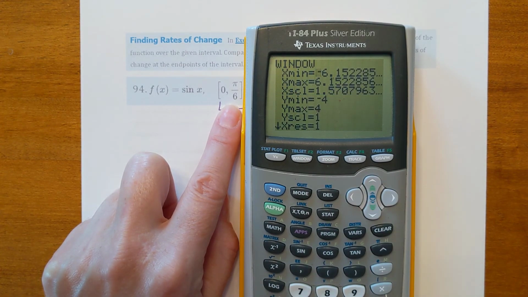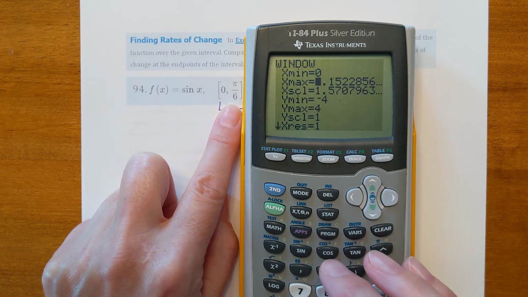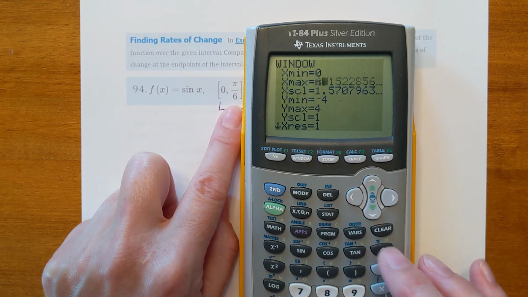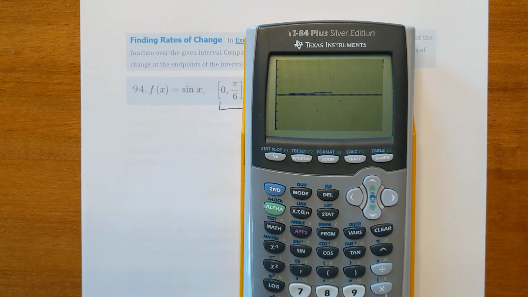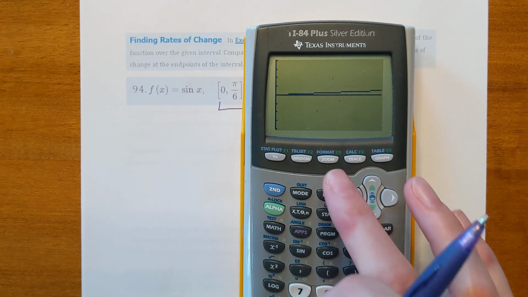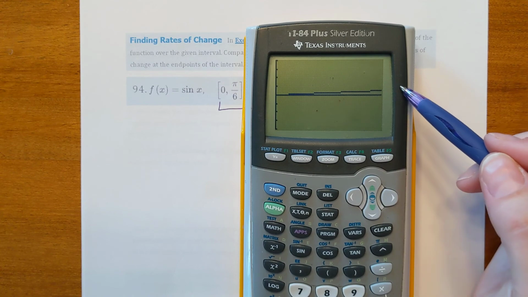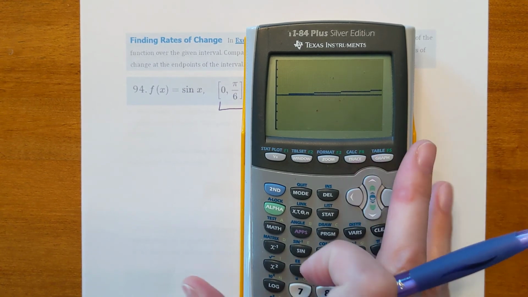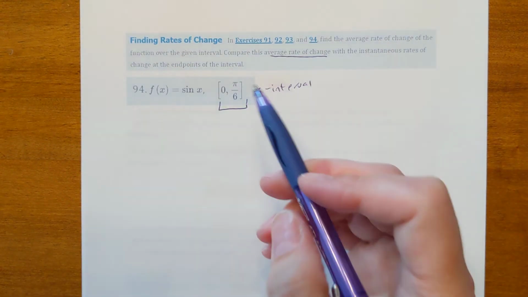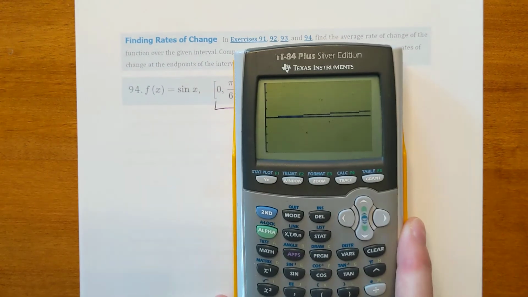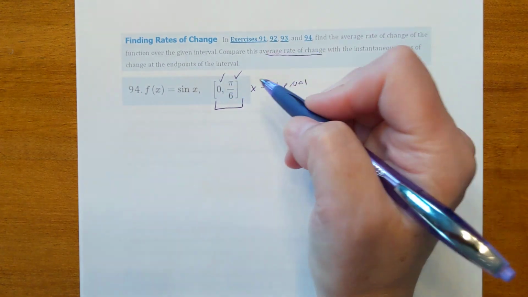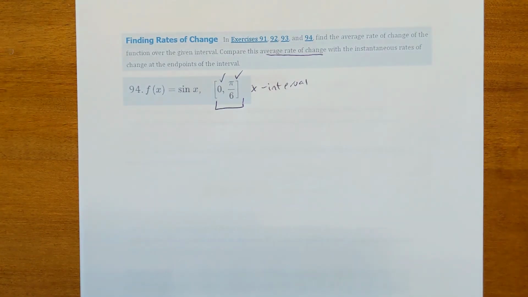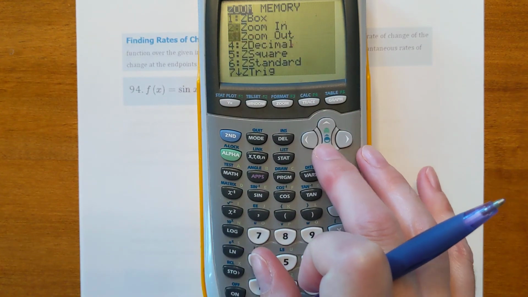For x minimum, I'll make it 0. And for x max, I'm going to change it to pi over 6. Oh, but then it doesn't look very pretty. Maybe I'll go back to the trig, but it's just that little piece of the graph. So, all right, they want to know what is the slope of that, the whole line. But they want to know for these two endpoints. So if you took the endpoints, let me change it back to that zoom trig.